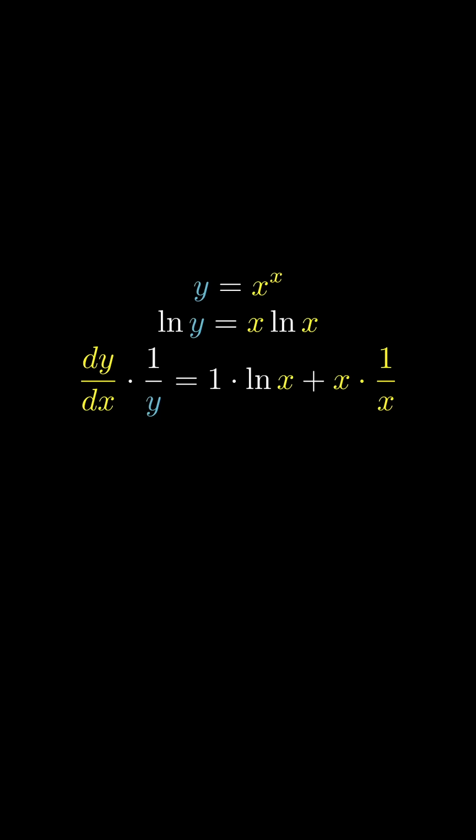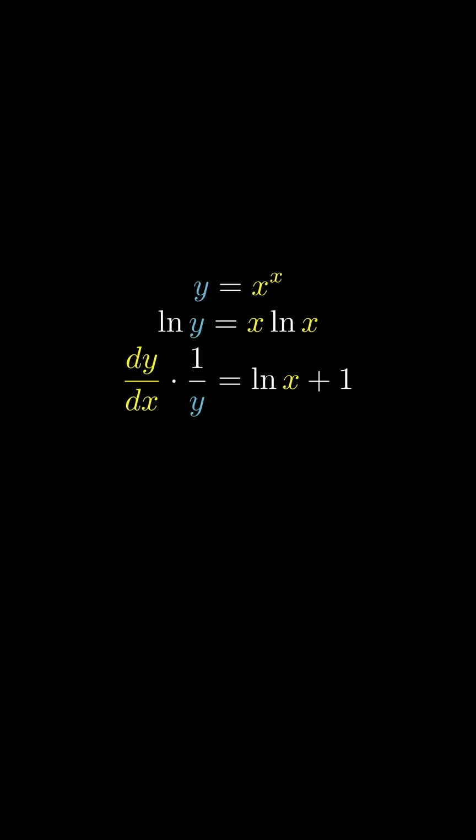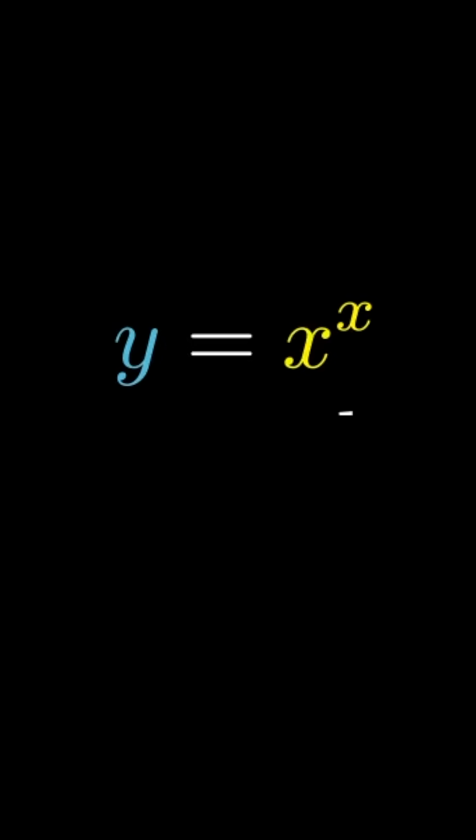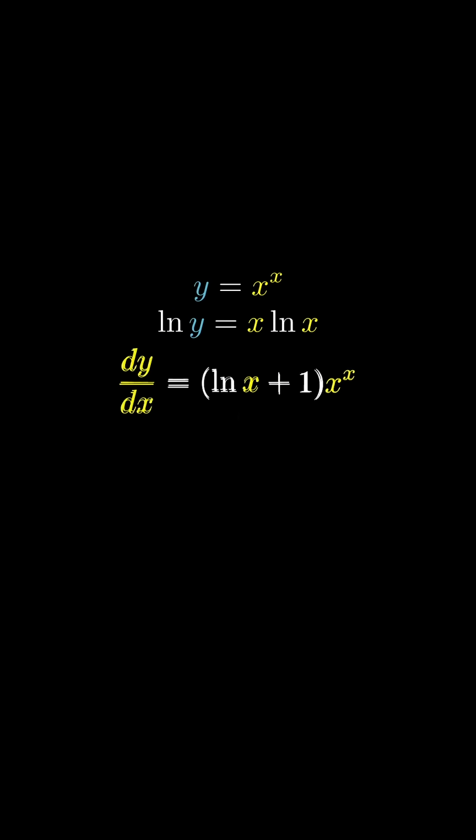Now, we can simplify that equation a bit, and what we'll do now is multiply both sides of the equation by y so that we can have dy/dx isolated. Now, if you'll notice, we have a y in our equation that we need to get rid of. If you look back to our original equation, you'll see that y is just the same thing as x to the x. So we can replace y with x to the x.